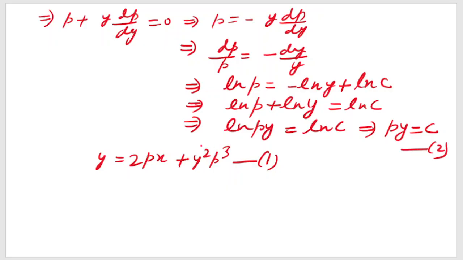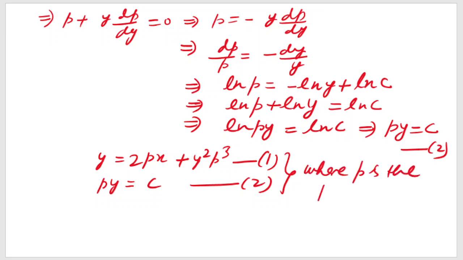So after this, what we have to do, we have to look at both equation 1 and 2, and if it is possible to eliminate p from both the equations, we eliminate p. If it is not possible, then what we do, we write equation 1 and equation 2 together. Let me explain what I am saying. Suppose I am not able to eliminate, so I will write py is equal to c, that is equation 2, and I will say that these two are the solution where p is the parameter. So this is the process, but here you can clearly see that it is not very difficult to eliminate.